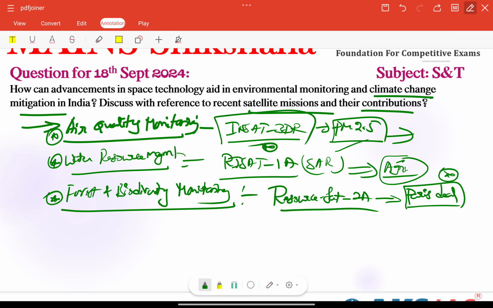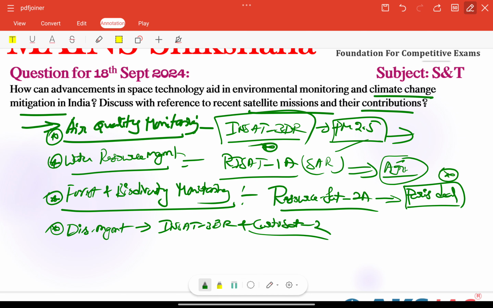Next we have disaster management also, among the contributions of satellites to climate change mitigation. We have disaster management with satellites like INSAT 3DR, and also Cartosat 2, providing early warning systems for cyclones, floods and droughts, right? This is also very important. Next we have carbon footprint and emission tracking also done by these satellites, right? Tracking greenhouse gas emissions, especially from industrial regions and agricultural activities.